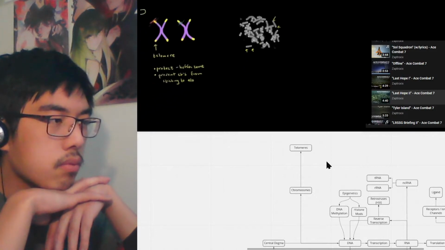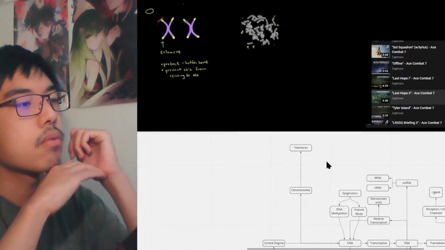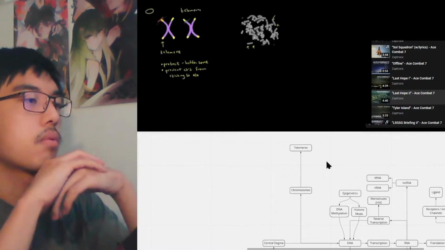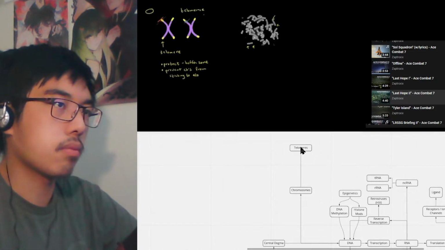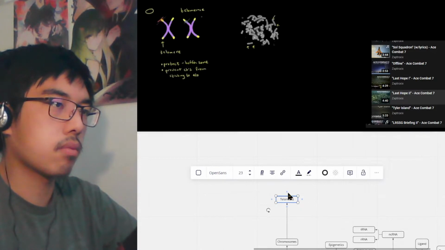And so what happens is that with each time the chromosomes replicate, the telomeres get a little bit shorter and shorter and shorter. So there's an enzyme known as telomerase. And telomerase is able to lengthen telomeres and bring them back to their original length. So there are some cells that replicate a lot and they have a lot of telomerase, so the cell can keep on replicating and replicating.